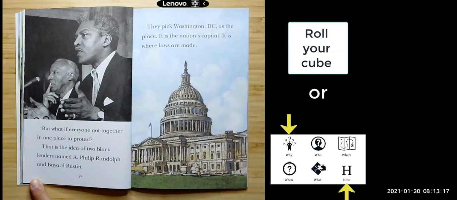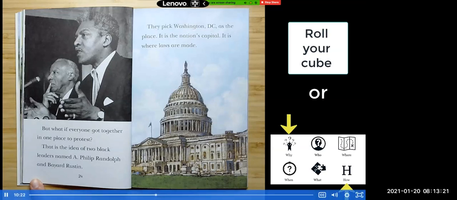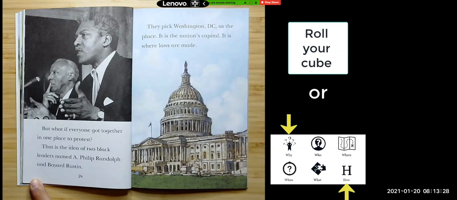But what if everyone got together in one place to protest? That is the idea of two Black leaders named A. Philip Randolph and Bayard Rustin. They pick Washington, D.C. as the place. It is the nation's capital. It is where laws are made.